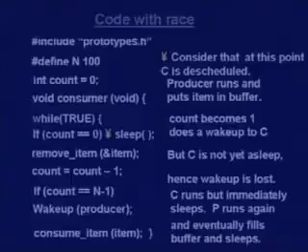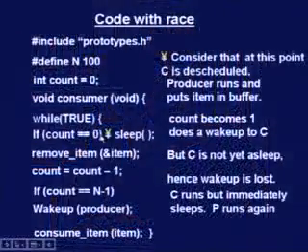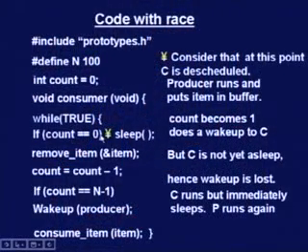So, this is the basic code. It is a simple code using the sleep and wake up primitives. But this code, as I said earlier, has a race. It is not a true solution because something is wrong with this code. Now, let us see what that is.